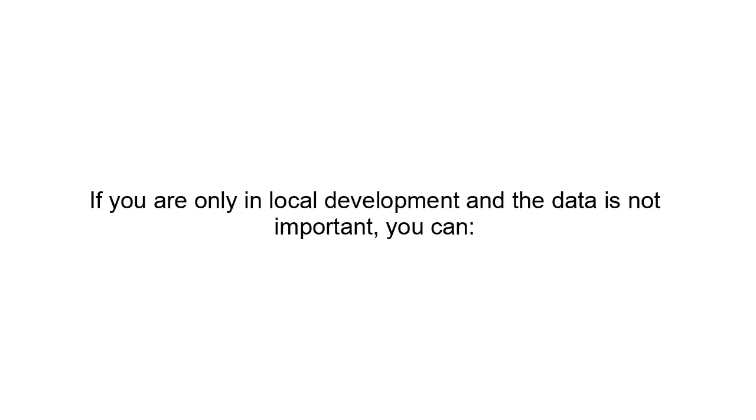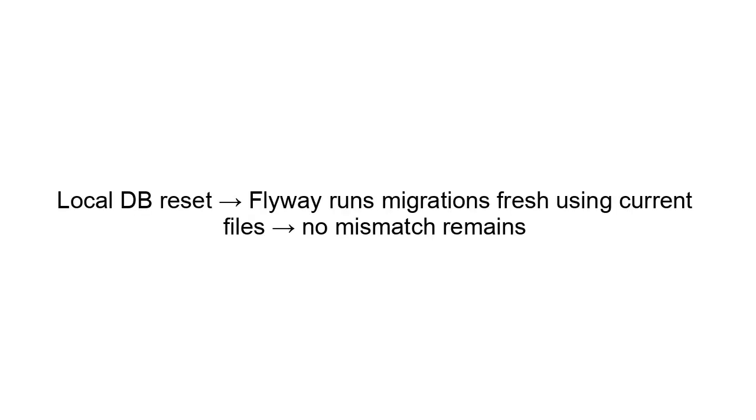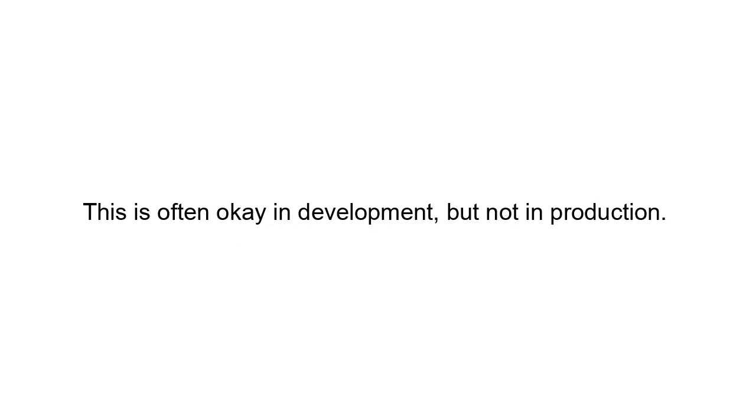Fix option 2. Drop the database and rerun migrations. Local only. If you are only in local development and the data is not important, you can drop the database, recreate it, and run migrations again from scratch. Example concept. Local DB reset means Flyway runs migrations fresh, using current files, so no mismatch remains. This is often okay in development, but not in production.